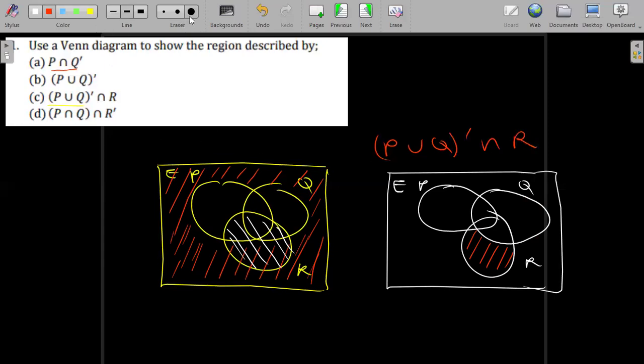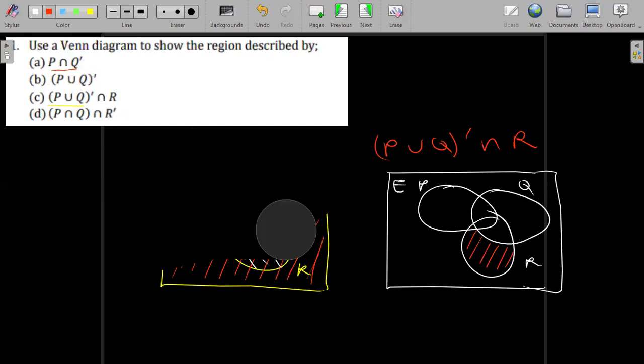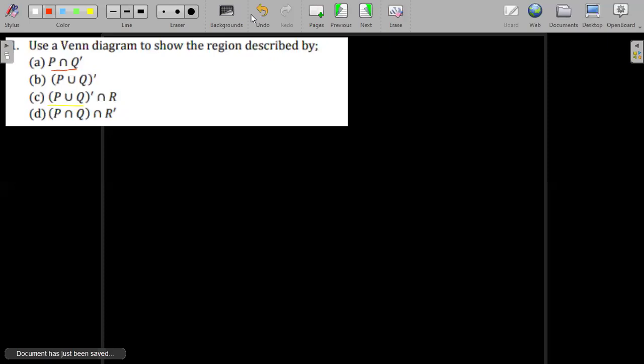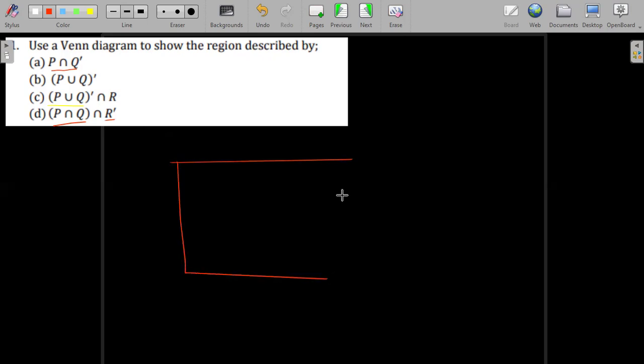Okay, so now let's move on to the next one. For the next question, still similar concepts. The first part says P intersect Q, then you have intersect R complement. Wherever you see a complement, it's good to always start with the part that has the complement.